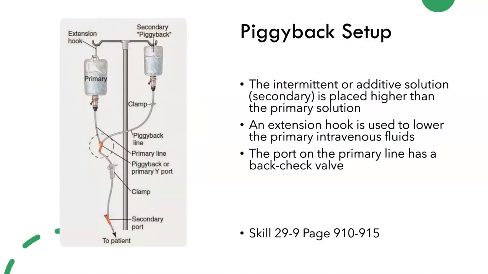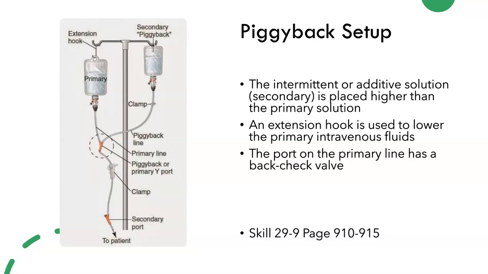Okay, and this is a picture of the piggyback setup. This would not use a pump; this would be done by gravity. The intermittent or additive solution is considered the secondary, and it's placed higher than the primary solution. Since we're trying to run our secondary bag, we will hang our primary bag lower. Our secondary tubing comes with an extension hook, and this is what's used to lower the primary IV solution.